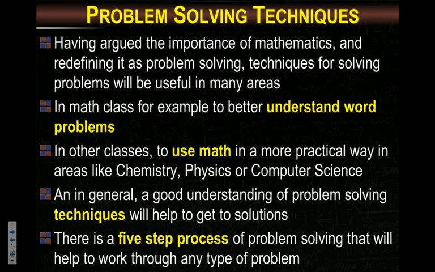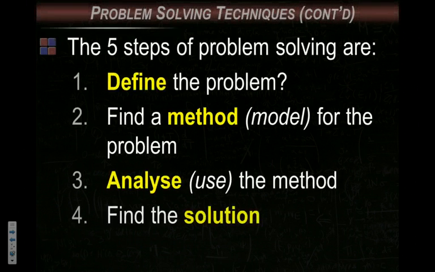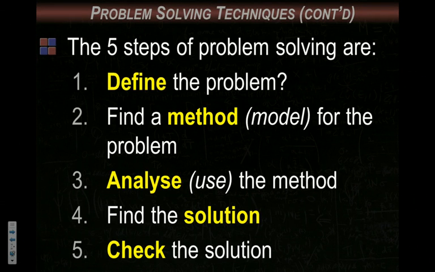So what I'm going to give you is the WALKS 5-step problem-solving solution. I'm good at giving you guys those step-by-step things. So here it is. 5 steps how to solve a problem. 1, define the problem. 2, find a method for the problem. 3, analyze the method. 4, find the solution. 5, check the solution. It's really simple. Maybe even think of it this way. Define, method, analyze, solution, check.